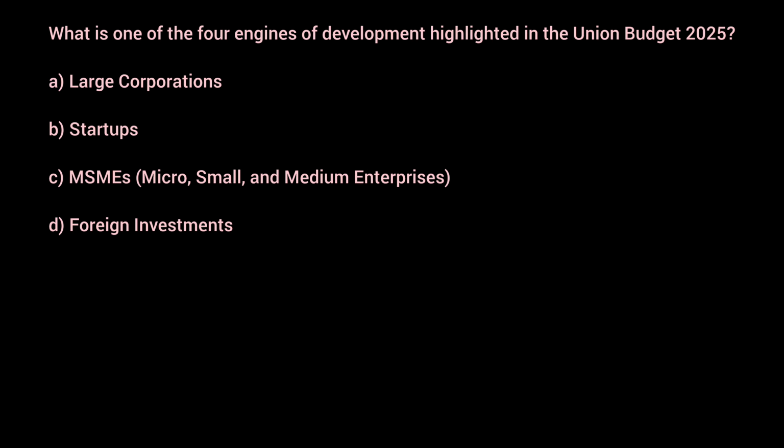Which one of the 4 engines of development was highlighted in the Union Budget 2025? Option A, large corporations. Option B, startups. Option C, MSMEs, micro, small, medium enterprises. Option D, foreign investments. Here, the correct option is option C, that is MSME.